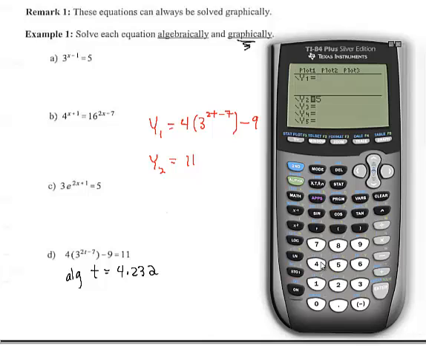Alright, so our first entry into our y editor will be 4 times 3 to the 2, and instead of using t, I'll use x instead. Arrow to the right to leave the exponent, and we close our parentheses, so this is 4 times the exponential part, and now we want to subtract 9 to complete the left hand side. And now for y2 we have 11, enter. And to solve this graphically, we just want to find the intersection of these two lines.